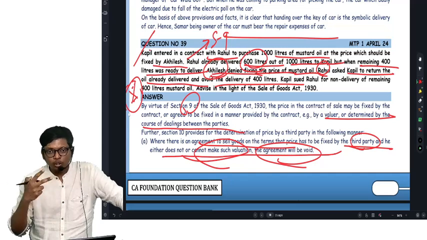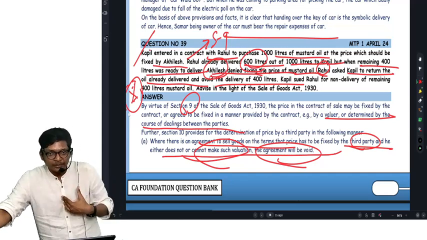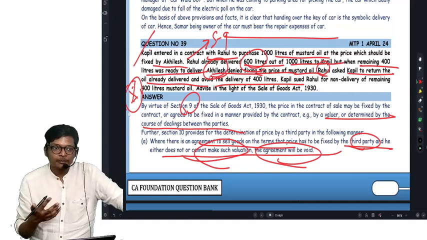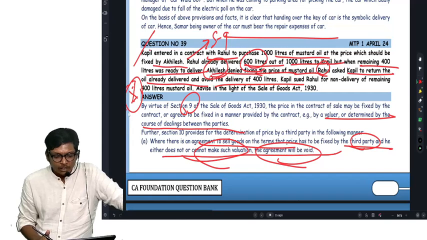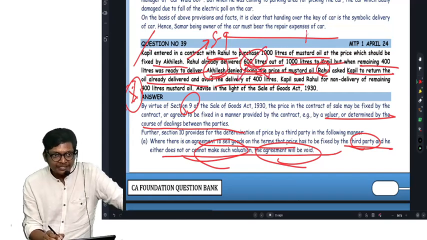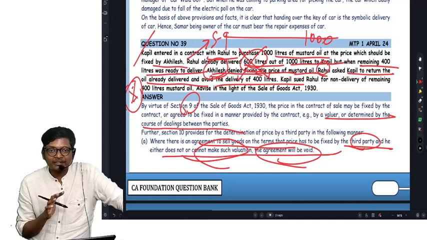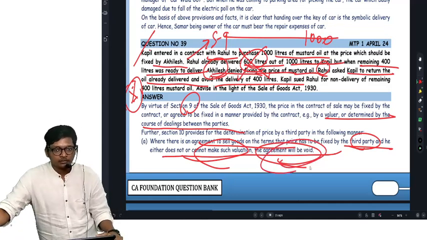If I have to pick two important concepts, it is this section 9 valuation and agreement to sell. Agreement to sell and sale. Beyond this there is nothing big. Yes, correct. If 600 also was not delivered, full 1000 is not yet delivered, third party is refusing to make valuation, unable to make valuation, then contract will be void.